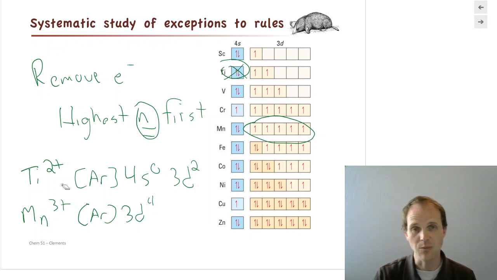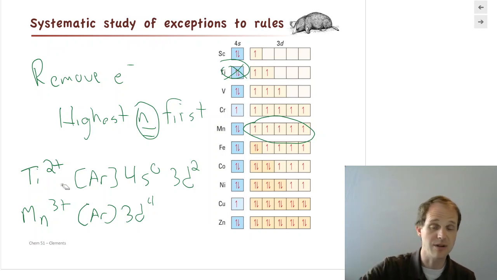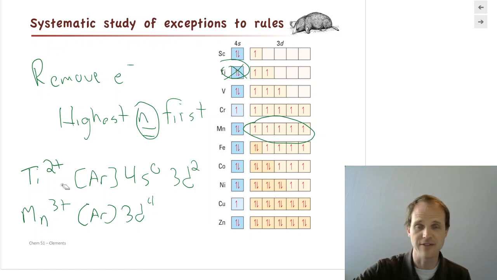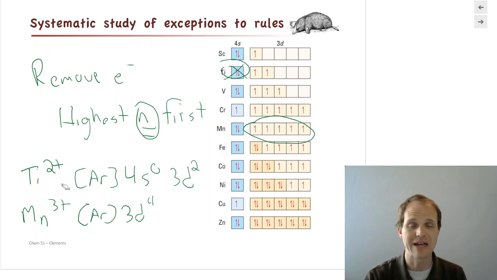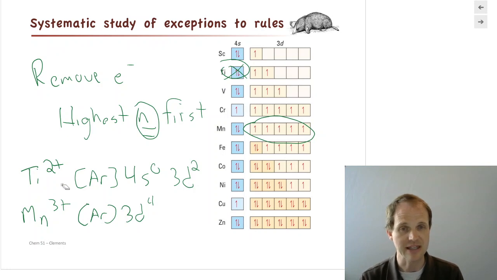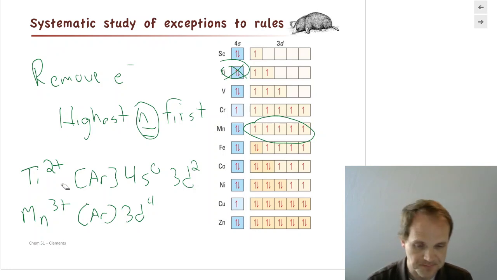So just remember that when we add, we always add in order of the periodic table. You just follow it left to right. We add the 4s before the 3d. But when we remove, you always remove the highest n first. And so we're going to remove the 4s before we remove the 3d, even though that's not the fill order. So that's just an important thing.